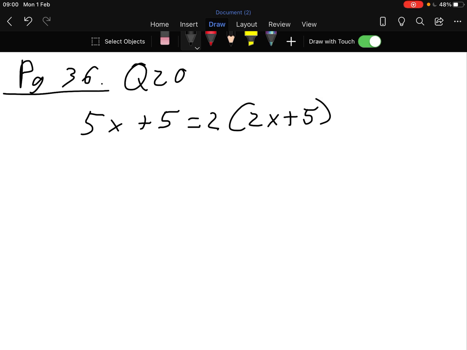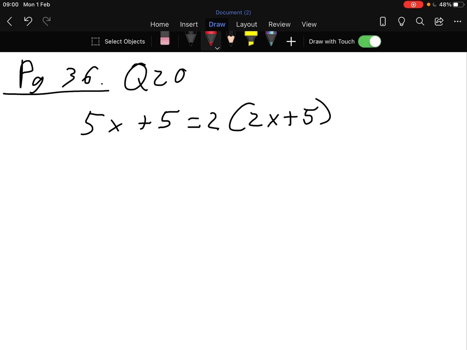The way you've been doing it all along is you look at the left hand side first. Is there anything that needs to be worked out? The answer is no, nothing on the left hand side, so the left hand side is perfectly fine as it is. Let's look at the right hand side. We've got a bracket, so we need to work out the bracket first.